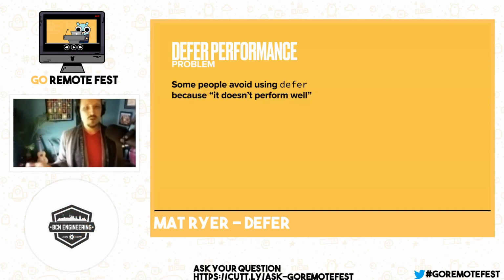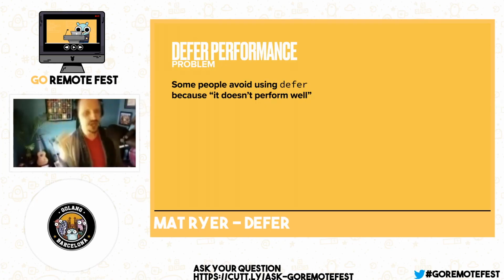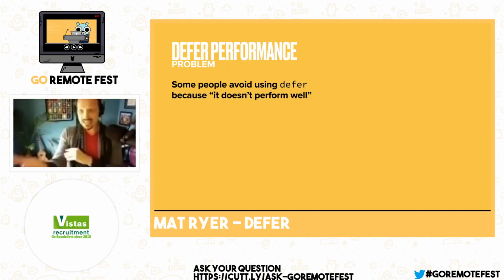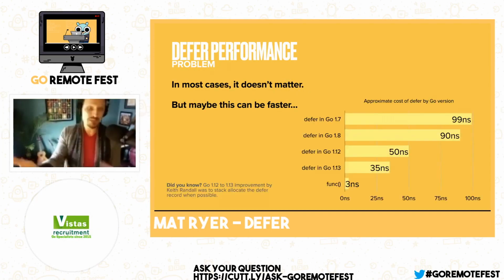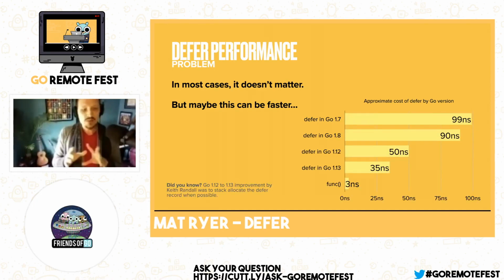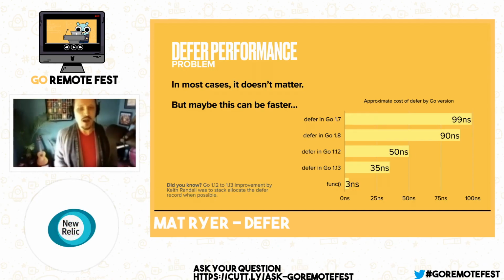So what about this defer performance problem? Has anyone ever heard that you shouldn't use defer because it doesn't perform well? Well, I want to challenge that. I would have challenged that as far back as Go 1.6 or something. But there has been work done on optimizing Go over time. And the key point, I think, is that in your case, it probably doesn't matter, the performance of defer. There are probably other things that matter more. But maybe it does matter.